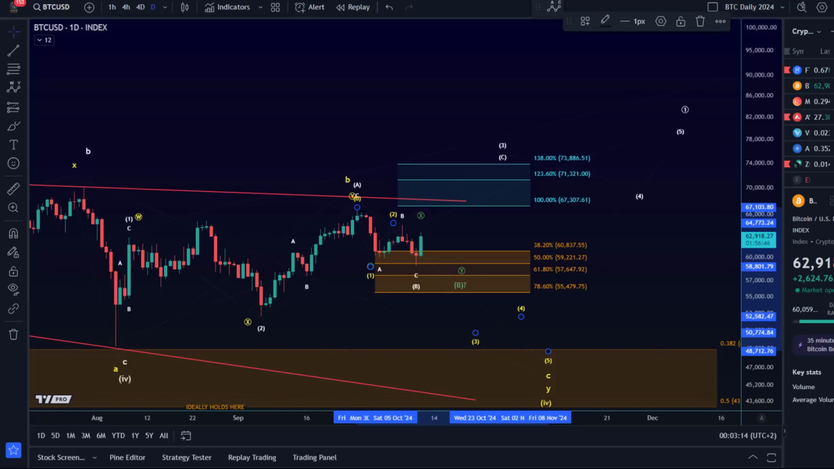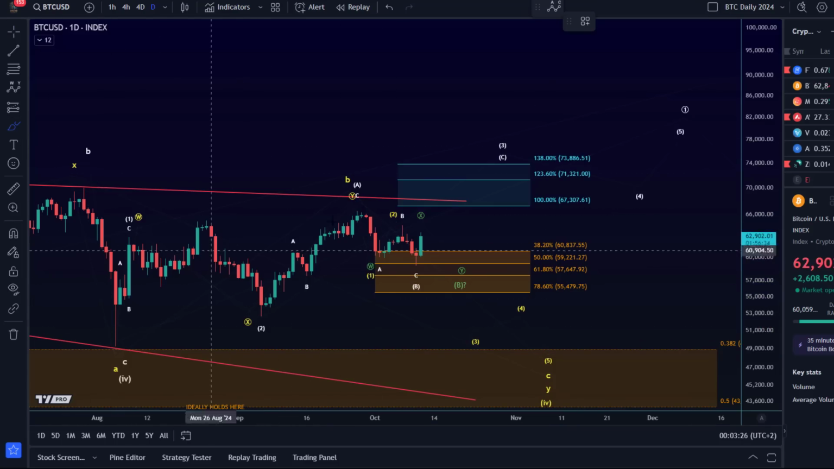So let's take a look at the daily then. Here the price pushed higher today. If you watched the previous video, then you already know about the microstructure, but we haven't taken a look at the daily yet. So quick info here about the white scenario.